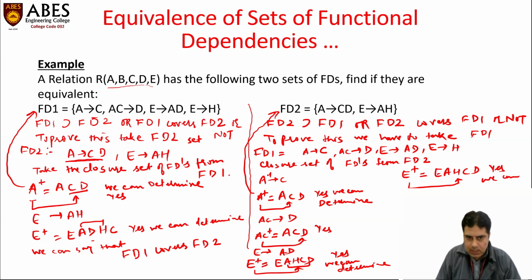So we can say that FD2 covers FD1. So FD1 covers FD2 from the first check, and from the second check, FD2 covers FD1. So we can say that FD1 is equivalent to FD2. If any of the FDs cannot be determined, then we can say that FD1 is not equivalent to FD2. I hope it is clear to everyone?